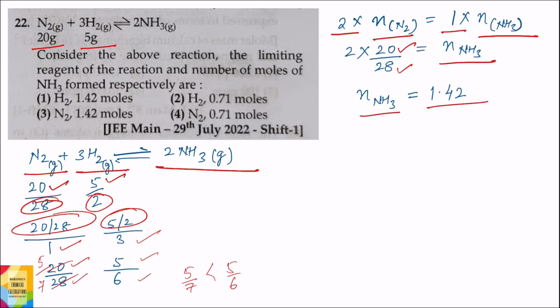So correct option is option 3. Limiting reagent is nitrogen and moles of ammonia formed is 1.42 moles.